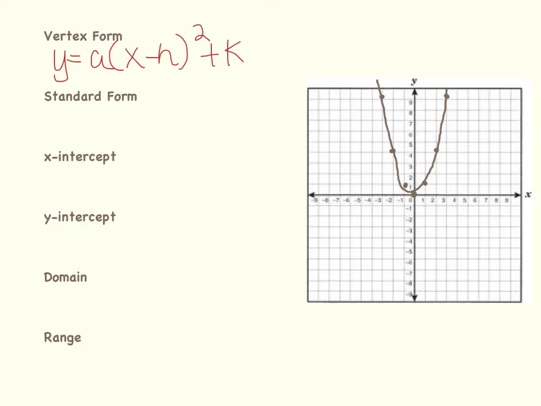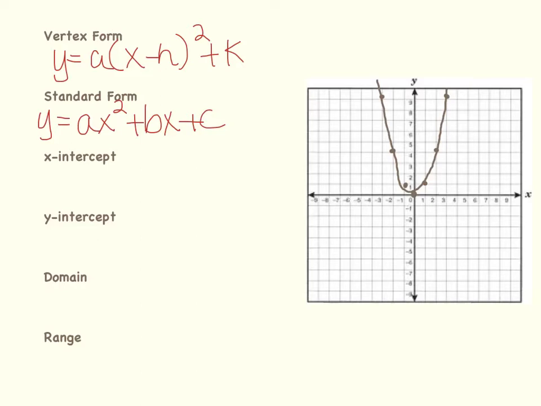Now let's look at the standard form of this equation. It would be y equals ax squared plus bx plus c. Now, the a is the coefficient of x squared, and sometimes that's referred to as the coefficient of the quadratic term. B is the coefficient of x, which is sometimes referred to as the coefficient of the linear term. And then c is the constant.